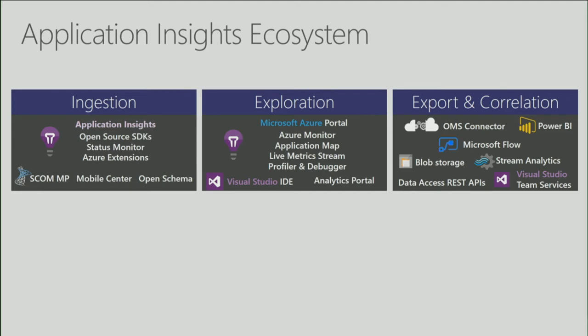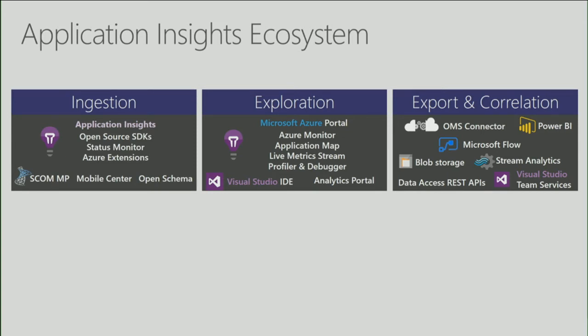Once you have played with the data on the portal, you might want to export it further, as we talked about. There is a connector available with OMS, the Operations Management Suite, which you might also know as Log Analytics or Azure Management and Security. So you can send your application telemetry there and correlate your app and infrastructure telemetry together. You can export your data to Power BI. You can put it in blob storage as a continuous export and run Stream Analytics on top of that.